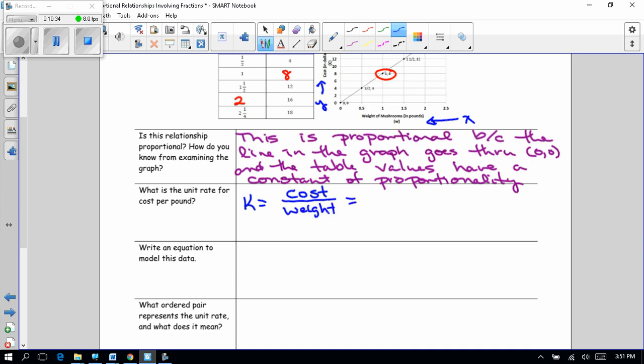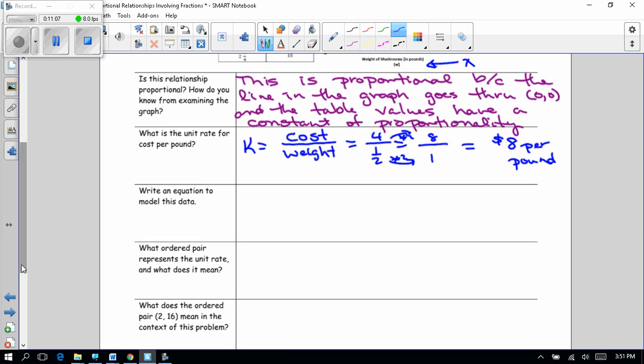So pick any of those ordered pairs that are up there, like 4 and 1/2, right? But that fraction inside the fraction is illegal. So I'm going to have to change that. So I'm going to change the denominator to 1. I'm going to double that. So if I double this one, I get 8. So in other words, it's $8 per pound.